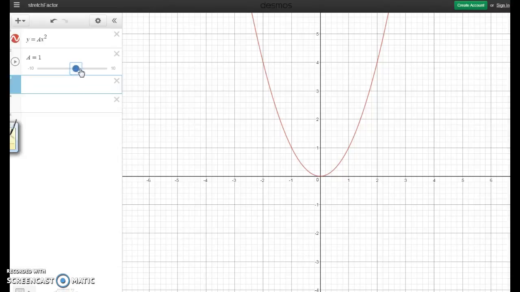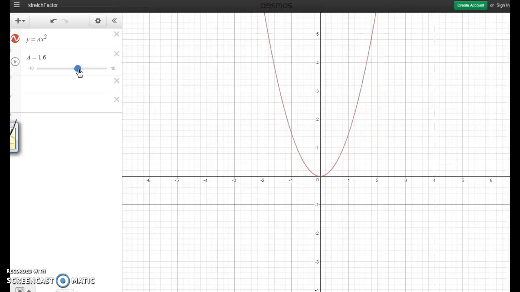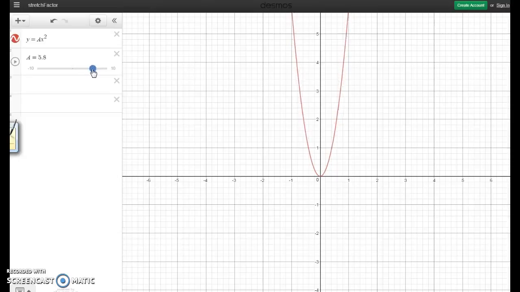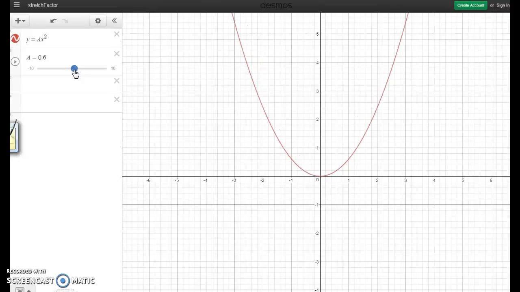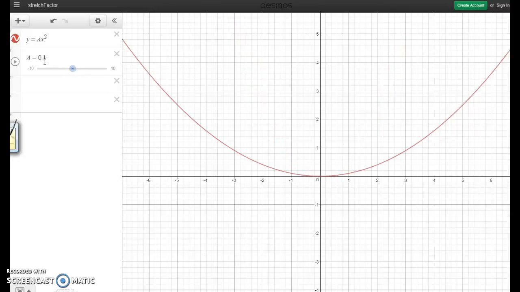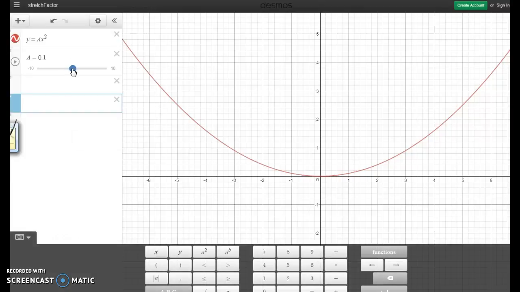So you'll notice as we make this larger, as the a value gets larger, the graph will get more narrow or skinnier or stretched, and as we make it closer to 0, it starts to get wider, wider, wider. So this is like 0.1, but it's also like 1/10 is another way to look at that. So if these are fractional values that are between 0 and 1, we're seeing a very wide parabola.